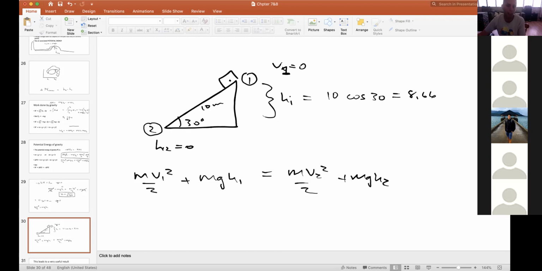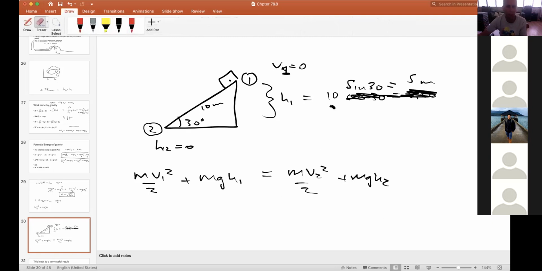8.66. The height is 10 sine of 30 degrees, not cosine. Oh yeah, you're right. Sine of 30 is a half, so this is 5 meters. I think my brain was actually trying to tell me it was sine. Anyway, Hamid is right. It's 10 sine 30, 5 meters.